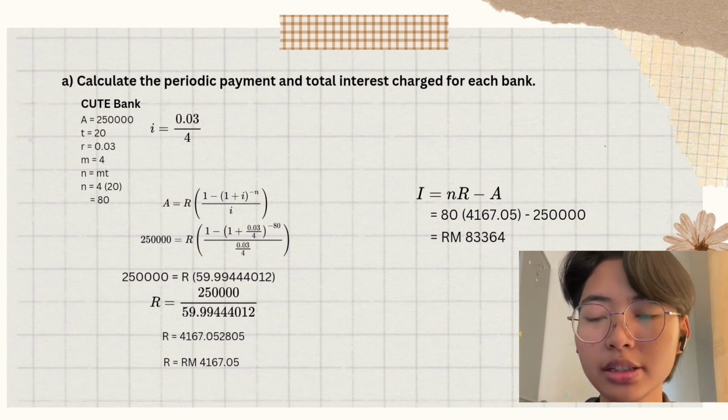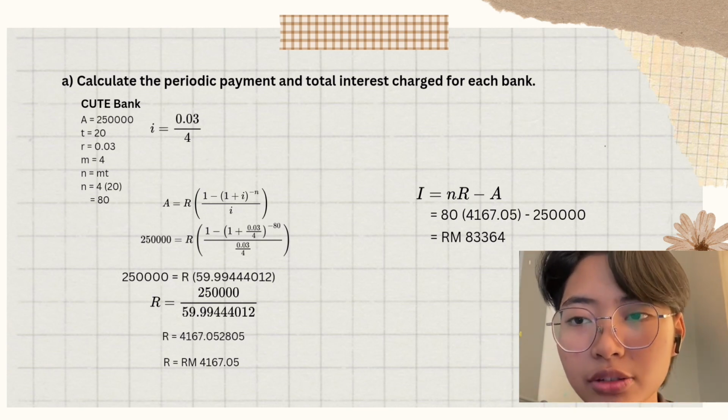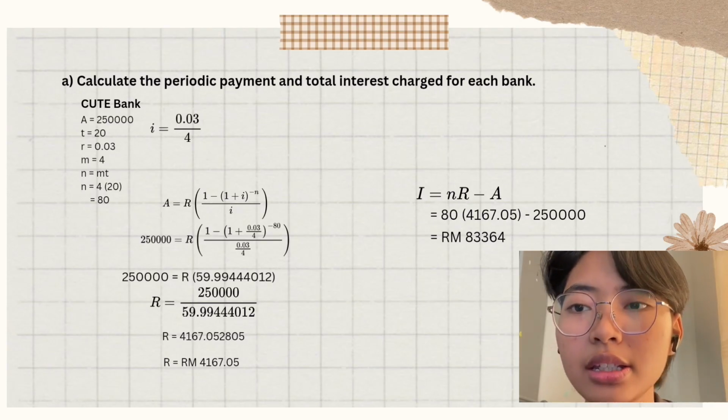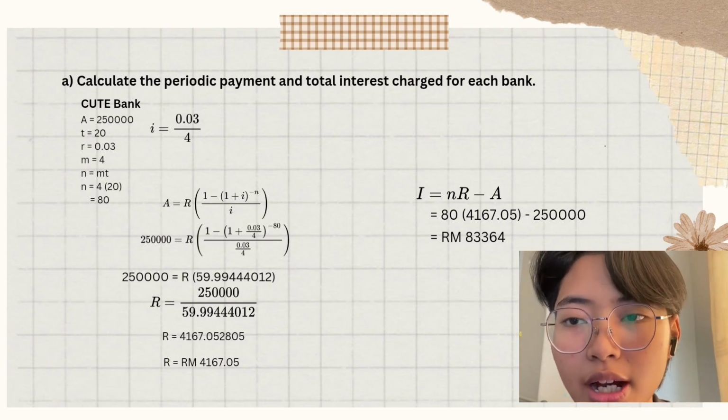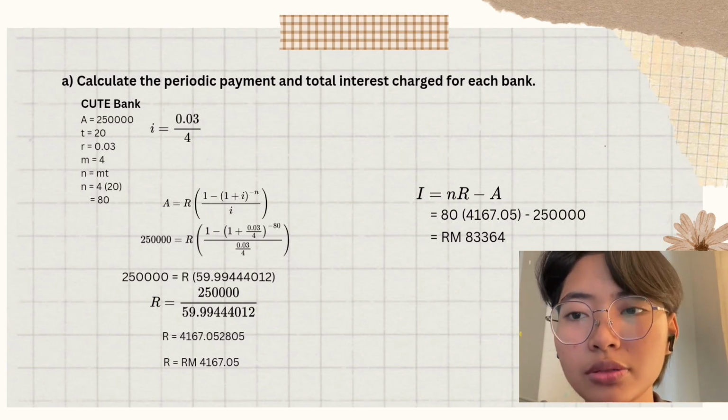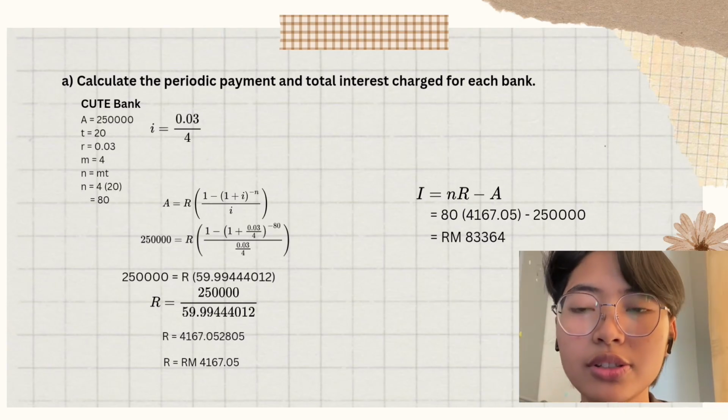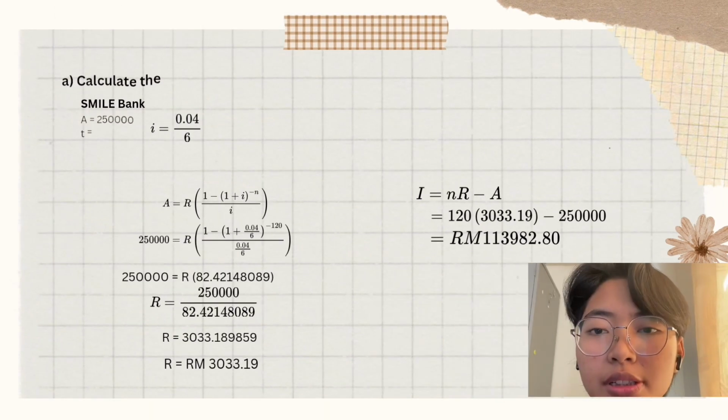And then we will calculate the interest charge for this bank using the formula I equal to NR minus A. We will substitute the value of NR and A into the formula, which we will get I equal to 80 open bracket 4167.05 close bracket minus 250,000, and that will bring our total to RM 83,364 for interest charge for Cube Bank. We will calculate for Smile Bank.